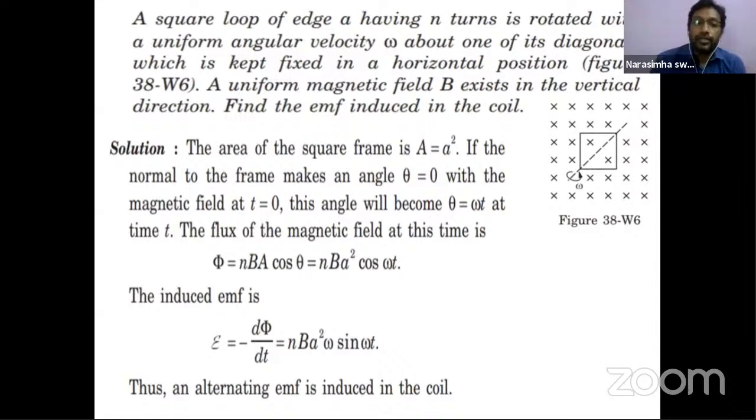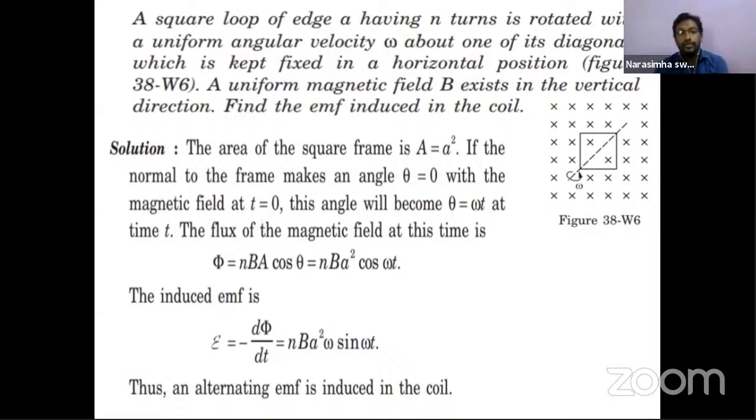So at a particular time, the angle theta will be, let us take it, omega t. Omega t at a time t is given. That is what we are trying to convey: at a particular time, the loop is moving with a certain angular velocity, so at that position, what will be the induced EMF?